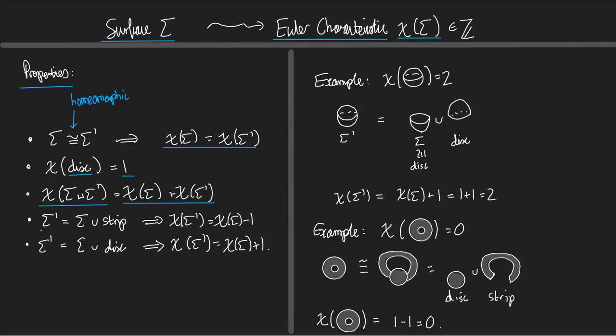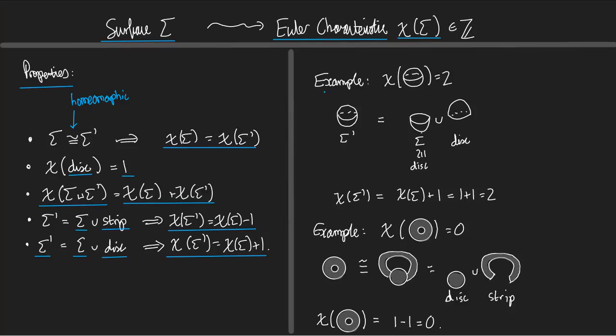Next, if I take a surface sigma and add onto it a strip, so a rectangle glued onto sigma at its two ends, then I get a new surface sigma prime, and its Euler characteristic is the Euler characteristic of the previous thing, minus one. The next rule is kind of similar. If I take a surface sigma and take a disk and I attach my disk to sigma by gluing it around its boundary circle to some part of the boundary of sigma, then I get a new surface sigma prime, and the Euler characteristic of sigma prime is the Euler characteristic of sigma plus one.